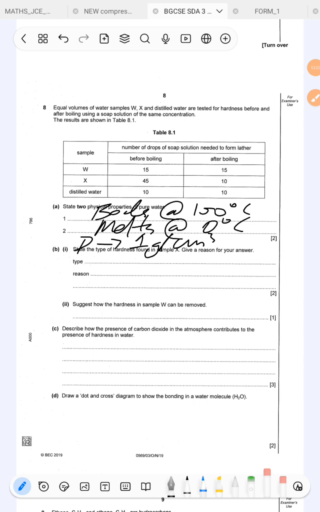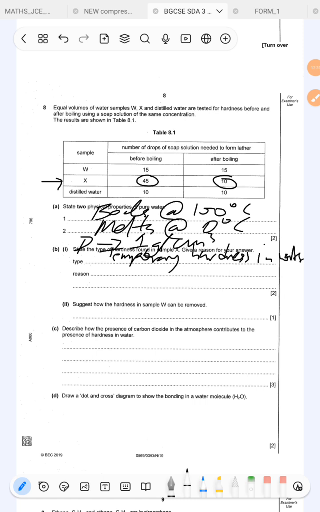The type of hardness that we find in sample X. So this is X here. What do we see? Before boiling, you needed 45 drops of the soap solution. Then after boiling, you needed less. So the type of hardness is going to be temporary hardness in water.